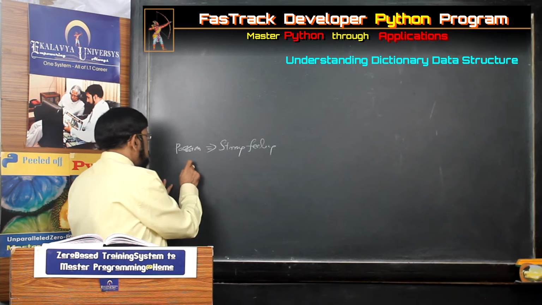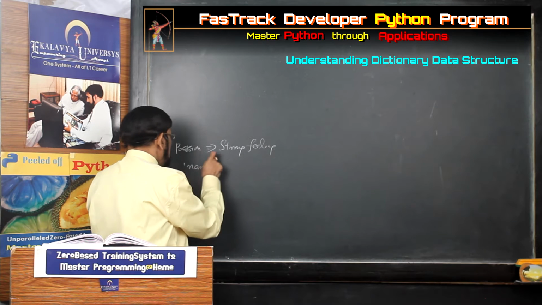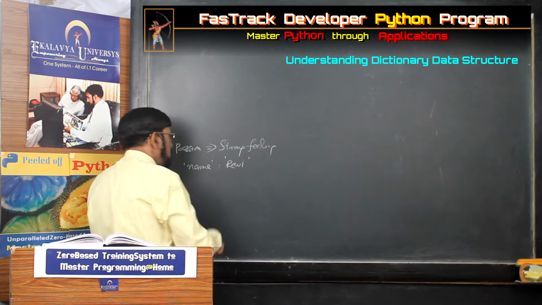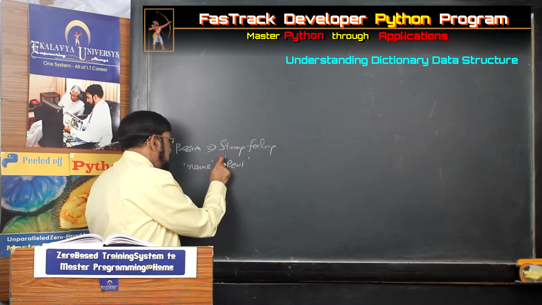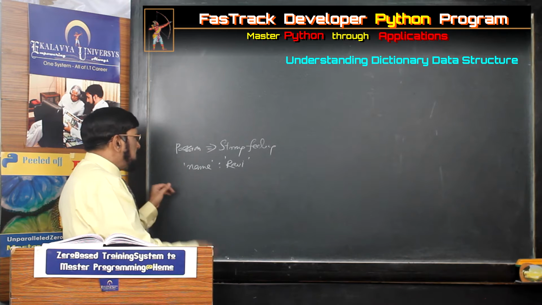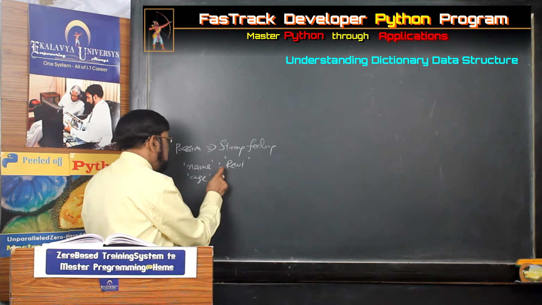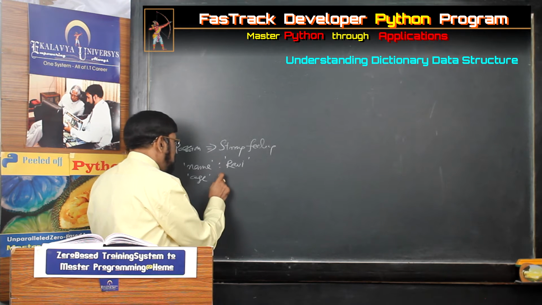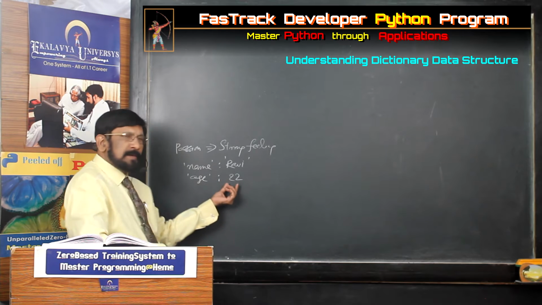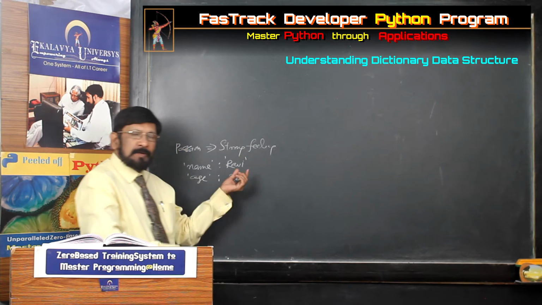That means you see, suppose a name, Ravi. Here name is the identifier, Ravi the actual name. Both are mapped up. Second one, age. Age is the identifier. The corresponding value is 22. And here, as it is an integer, we are not putting it in single quotes.